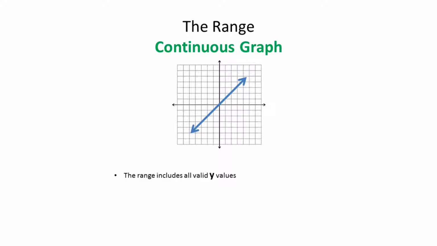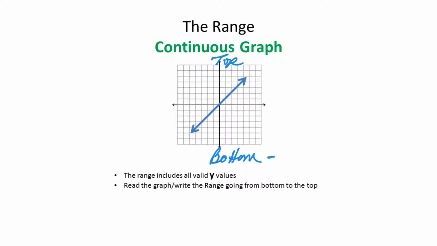Now we're going to talk about the range of the function, and with range we know that it's all valid y values, so we're going to look at the y-axis and see what all the valid y values are. If I read or write range, I'm going to read and write range from the bottom of my graph to the top. In other words, I'm going to write my lowest number first, and my uppermost number, or my most positive number, I'm going to write second.